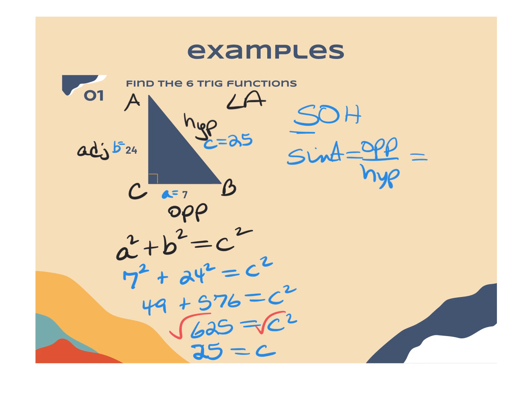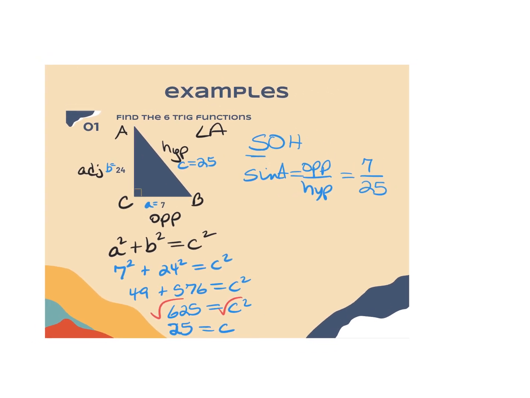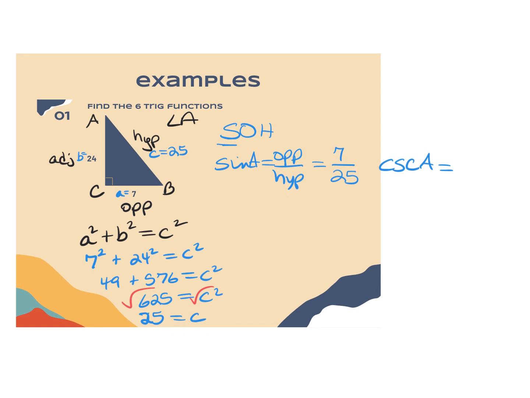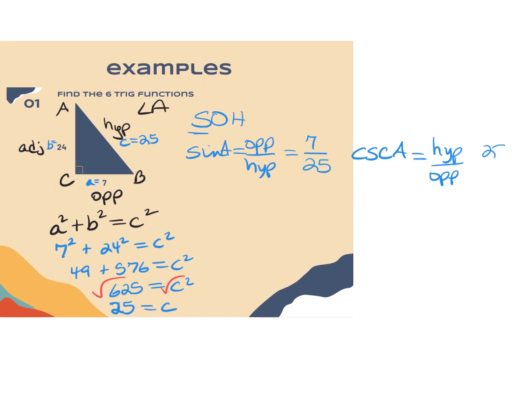My side that was opposite is 7. The hypotenuse is 25. Nothing to simplify here. That fraction is already reduced. Now, since we don't have an acronym for the reciprocals, as long as you know that the reciprocal to sine is cosecant, just take your fraction and flip it. So now it's hypotenuse over opposite, and this is 25 over 7. You're not going to need to turn it into a mixed number. You're leaving it improper. Next, we'll do the C of the acronym SOHCAHTOA.